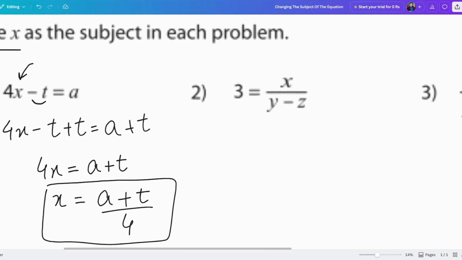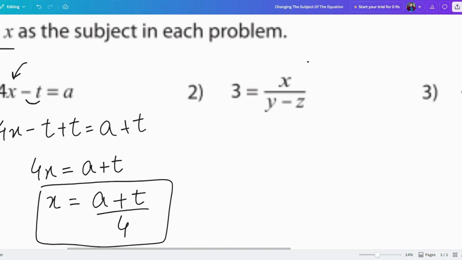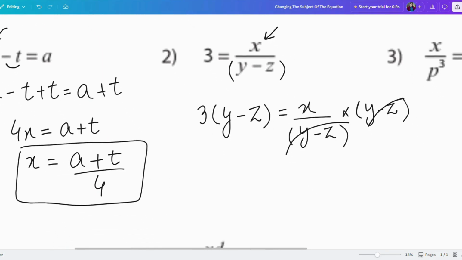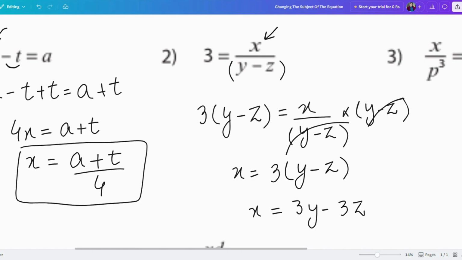Now let's move towards the second question that we have over here. We have to make x the subject of the equation, so I will multiply by y minus z on both sides, okay, because they are being divided. So 3 into y minus z equals x over y minus z, and I will multiply both sides by y minus z, just this way. This will cancel out with this one, and I will be left with x equals 3 into y minus z, and if you distribute it, it will become x equals 3y minus 3z. So this is going to be the solution for the second question.